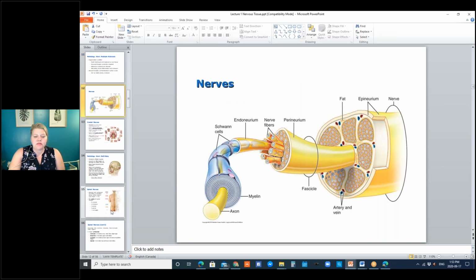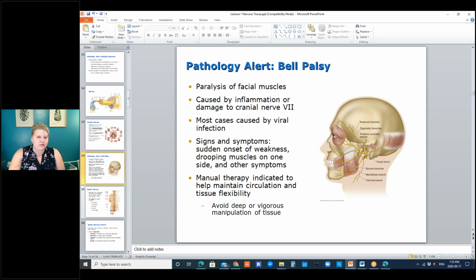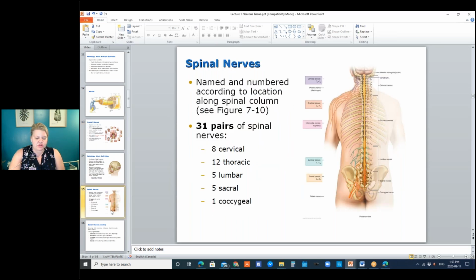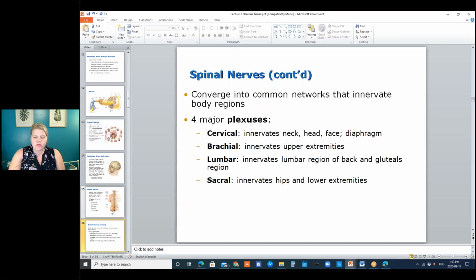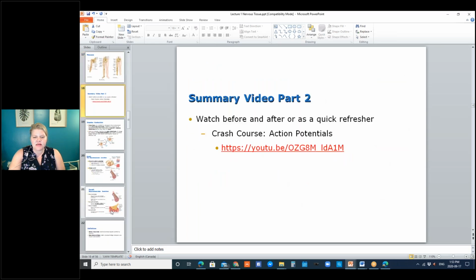We talked about the membrane coverings of the nerves and how that's organized. I introduced you to the cranial nerves. And we talked a little bit about Bell's palsy, which is a condition with the facial nerve. Spinal nerves, the 31 pairs, and how those are properly named and numbered. And then we went over the 4 major plexuses of the body: cervical, brachial, lumbar, and sacral. So you can review that.